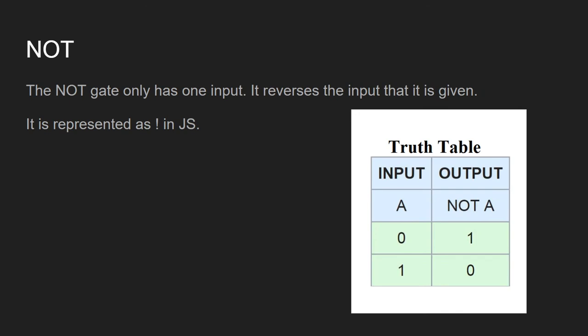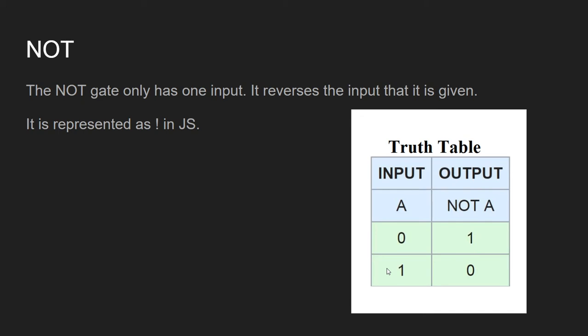So the NOT gate. The NOT gate reverses any input it's given. It only takes in one input and it reverses it. So if it's given a 0, it'll output 1, and if it's given 1, it'll output 0. And this works just like that. And how you write it is with an exclamation mark.